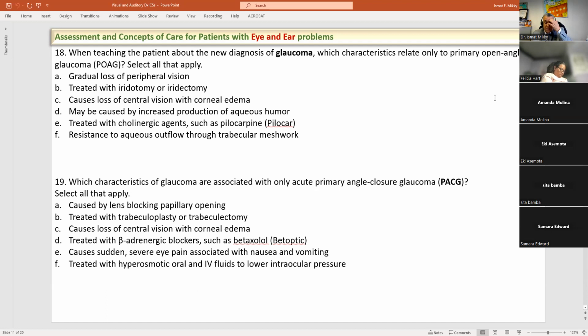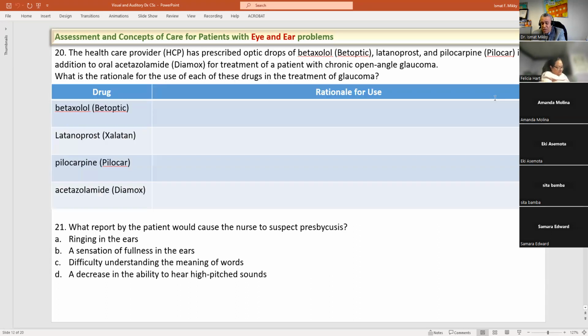The patient will be on hyperosmotic oral and IV fluids. It's really critical that we go over the medications that will lower the IOP in the eye. One of the main groups of meds are the carbonic anhydrase inhibitors. These meds will lower the IOP. And 20, I will provide the answer for the rest of the questions.